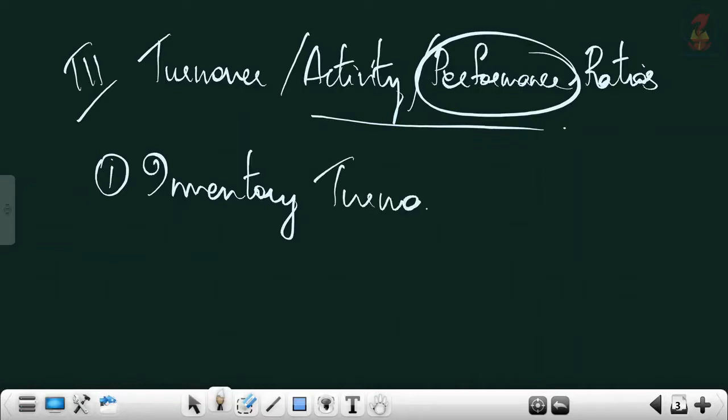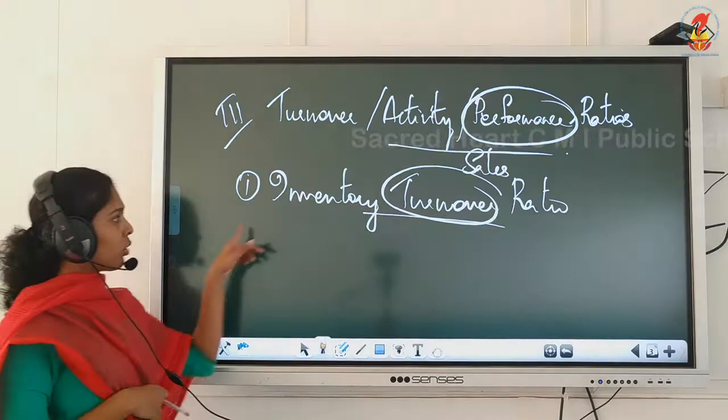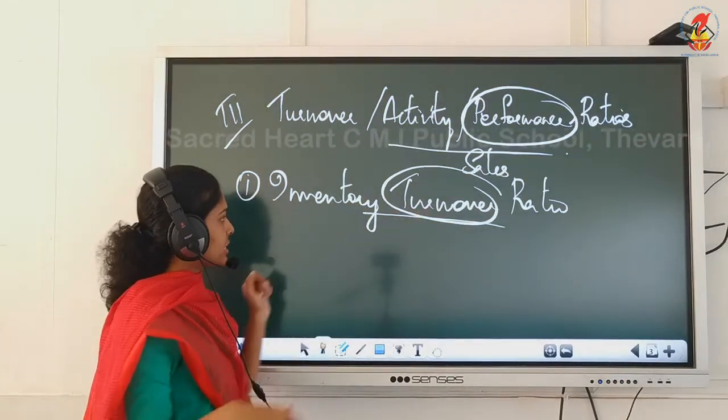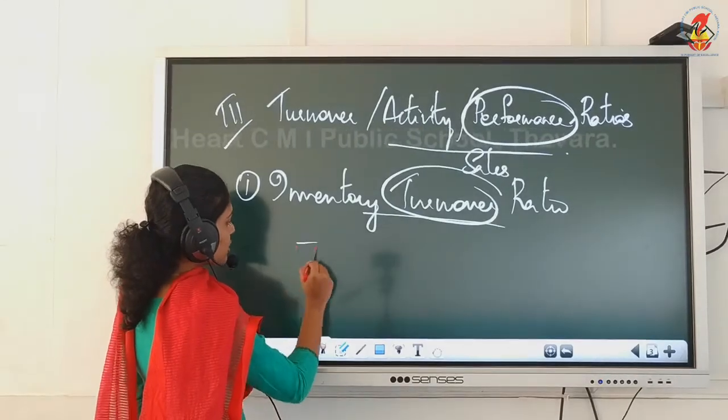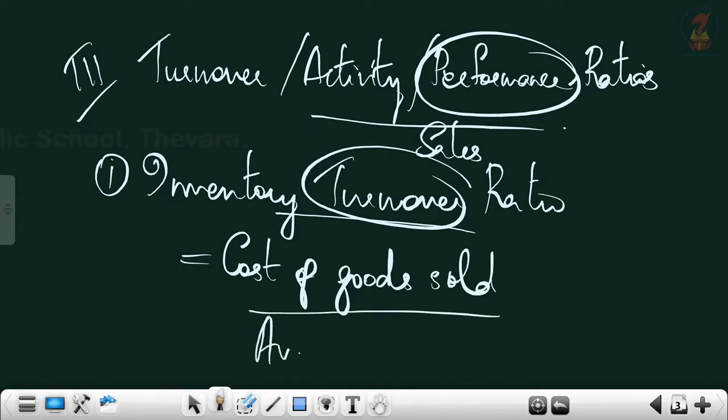Inventory turnover ratio. The term turnover means sales. So this particular ratio, the first subhead, analyzes how easily you can convert the stock into sales. Inventory turnover ratio is equal to, the formula is, cost of goods sold divided by average inventory.